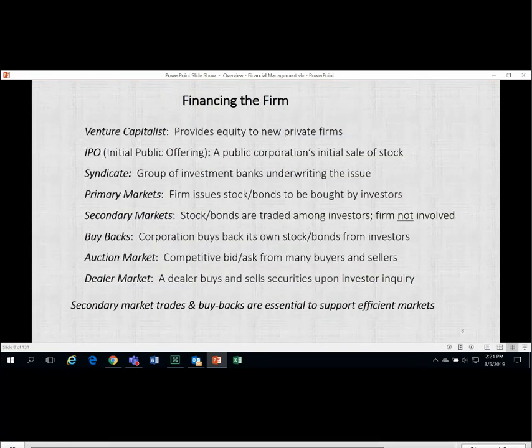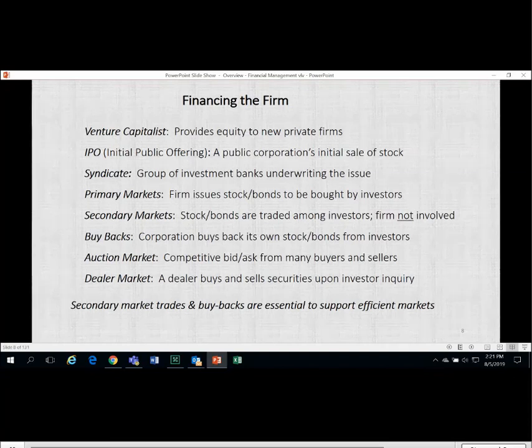Let's look at several terms you should be familiar with. First is venture capitalists. Venture capitalists are people who provide equity to new private firms. For instance, if you've seen the TV show Shark Tank, those people are venture capitalists. They will provide a certain stake of money in return for a share of the new company.